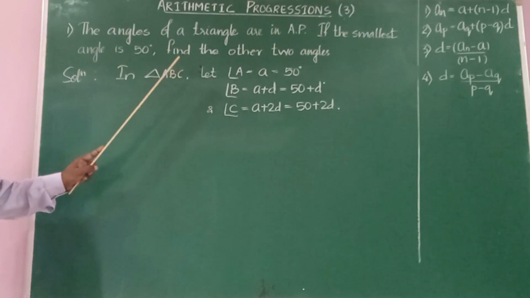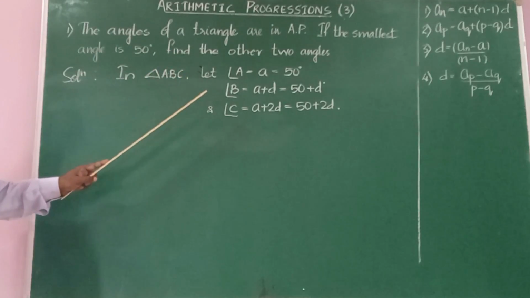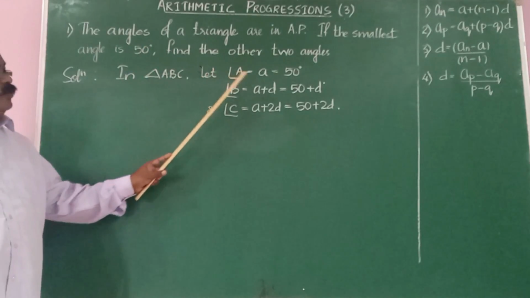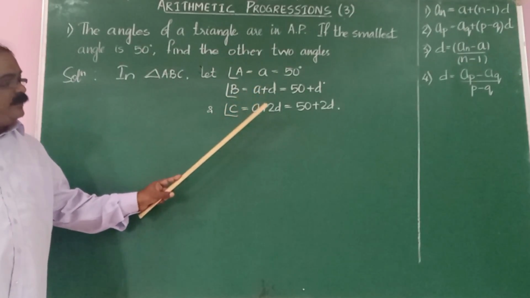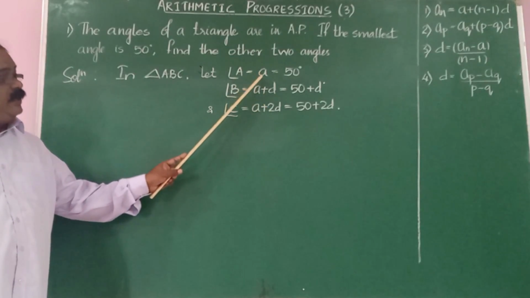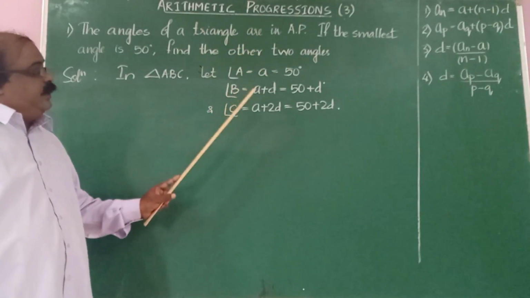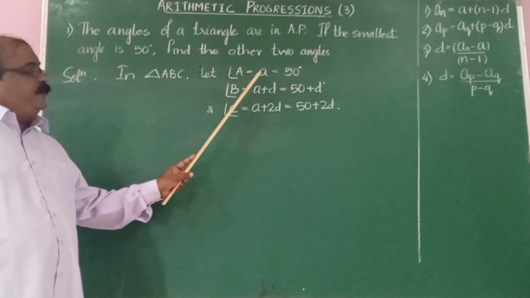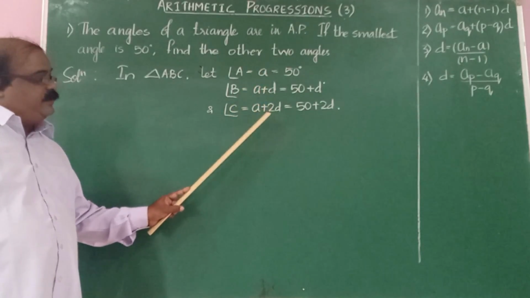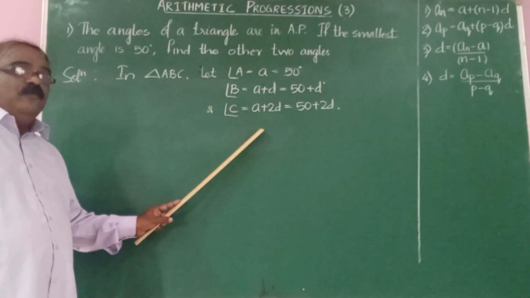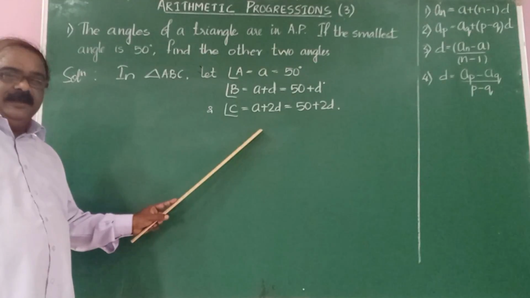We know that in a triangle there are three angles. So I assume the first angle to be a, then a plus d, a plus 2d. This is a typical arithmetic progression. If you are given, instead of a triangle, a quadrilateral, you would have first angle a, second a plus d, third a plus 2d, fourth angle would have been a plus 3d.